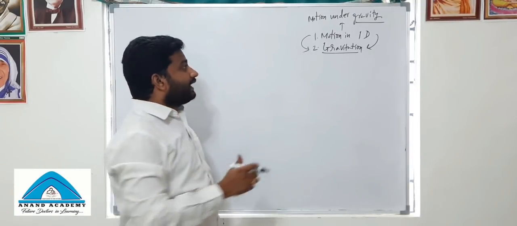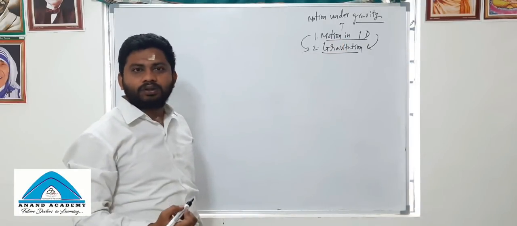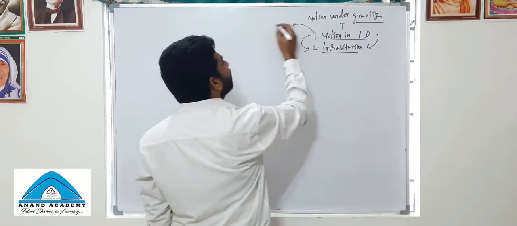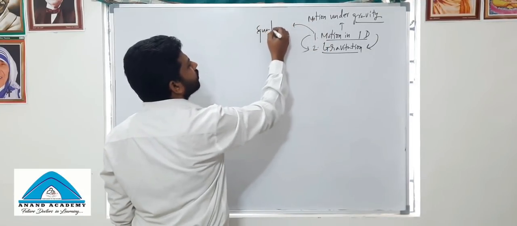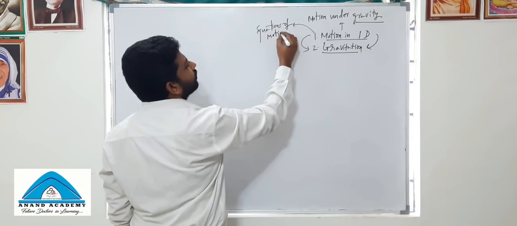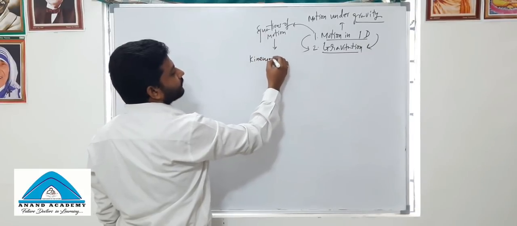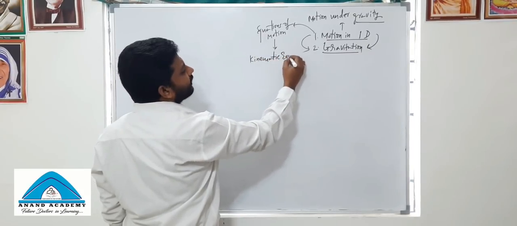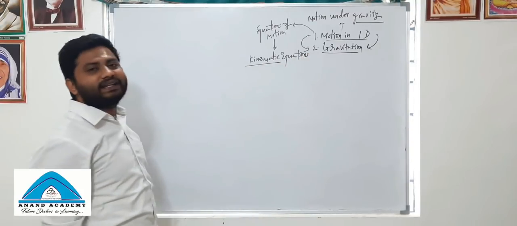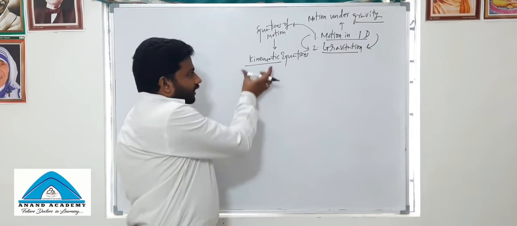Now, in the motion in one dimension chapter, we had discussed the kinematic equations. Those are called equations of motion. What are those? Equations of motion. Equations of motion are also called kinematic equations. See the term kinematic equations. Keep this in your mind.